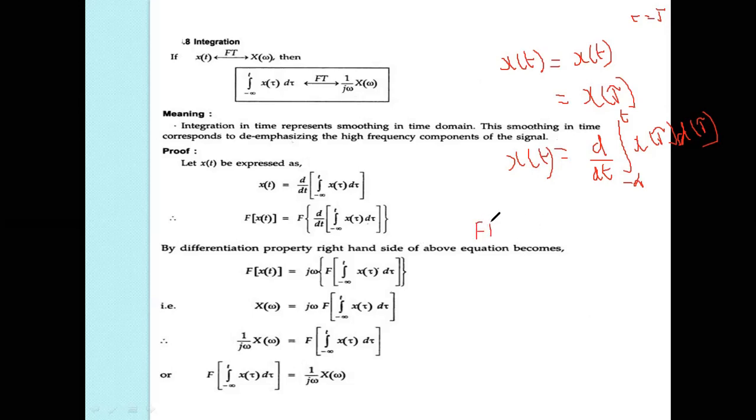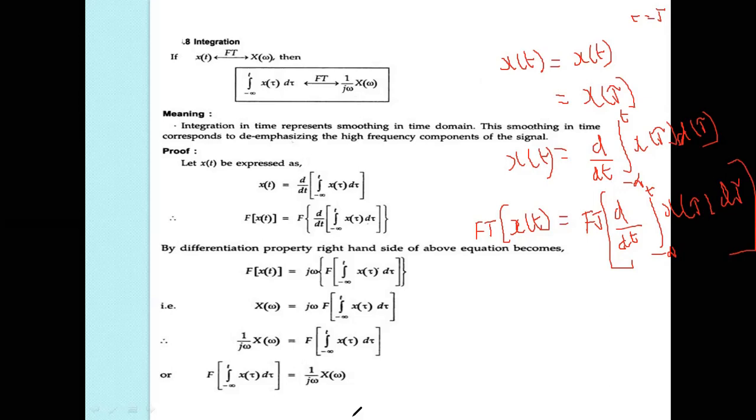The Fourier transform of x of t is equal to the Fourier transform of d by dt of the integral from minus infinity to t of x of tau d tau. Got it, my dear students? Now, it is a Fourier transformation of x of t. What is the Fourier transformation of x of t? It is X of omega.